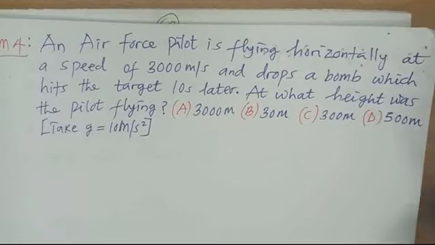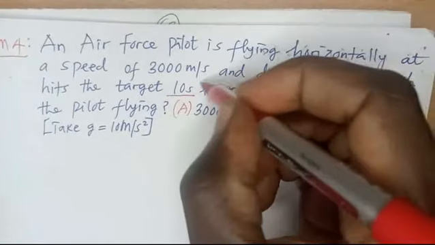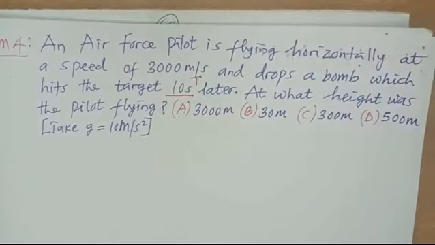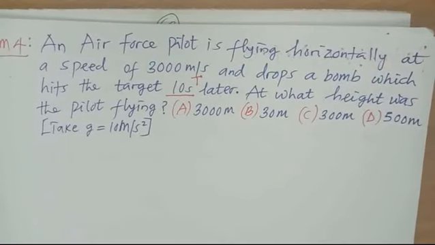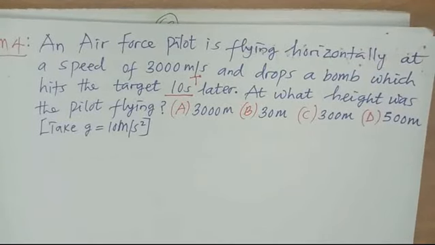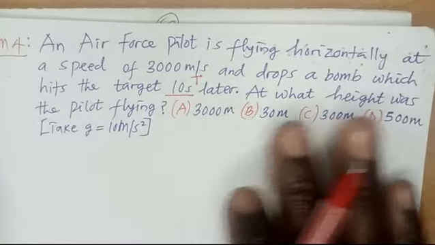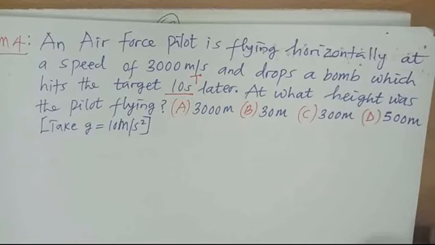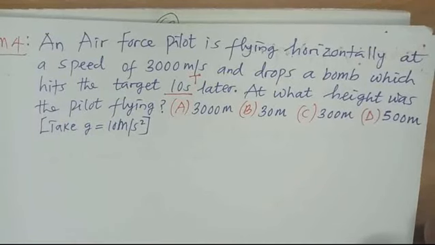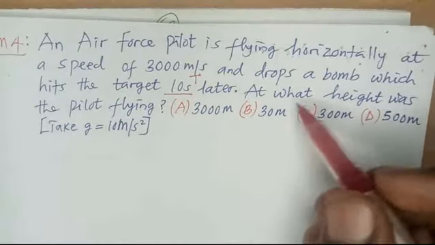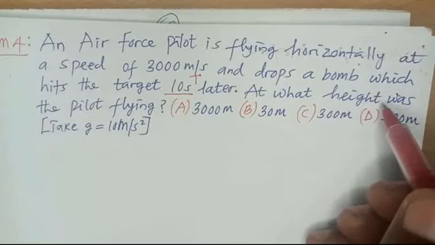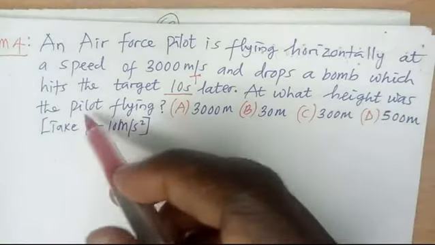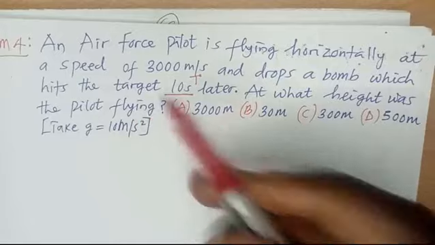the target. So it means this time should be the time of flight, because when it hit the target, it is on the ground, it has completed the journey. So the whole time it has taken in air was 10 seconds. So that is your time of flight. Now, at what height was the pilot flying?